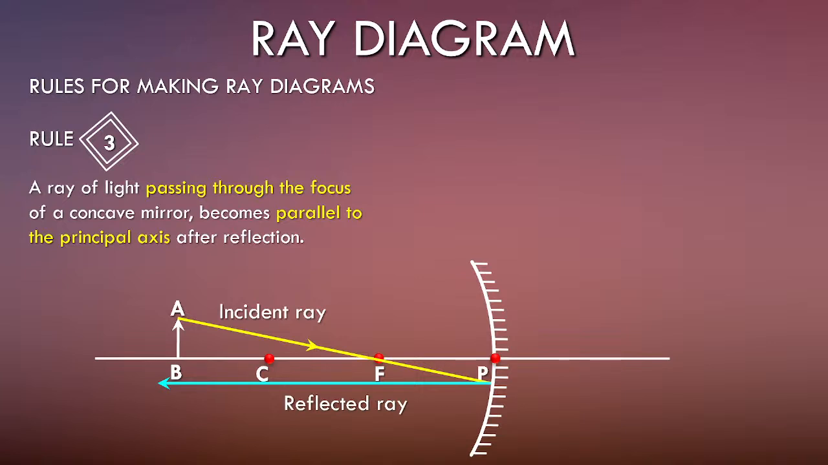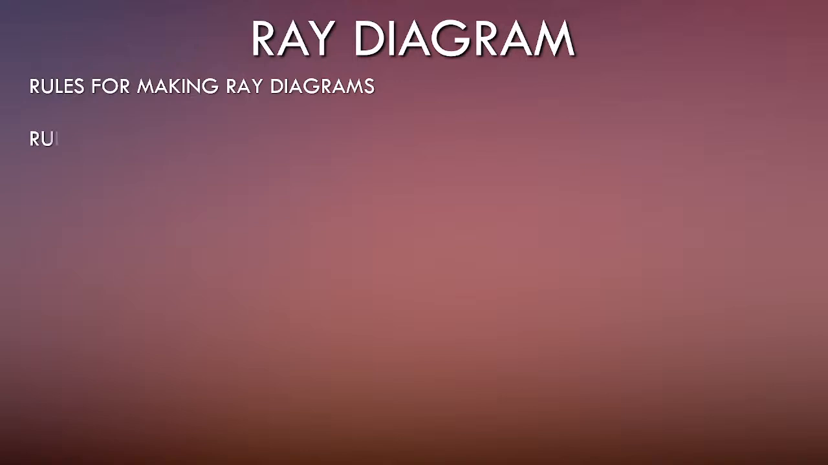If you draw these three lines successfully, you can easily understand whether the image is virtual, erect, inverted, something like that. Suppose the image is above the principal axis, it is erect. If the image is below the principal axis, it is inverted. It is what here? Inverted. So like these terms, now we are going to understand. Okay, so this is rule number 3.